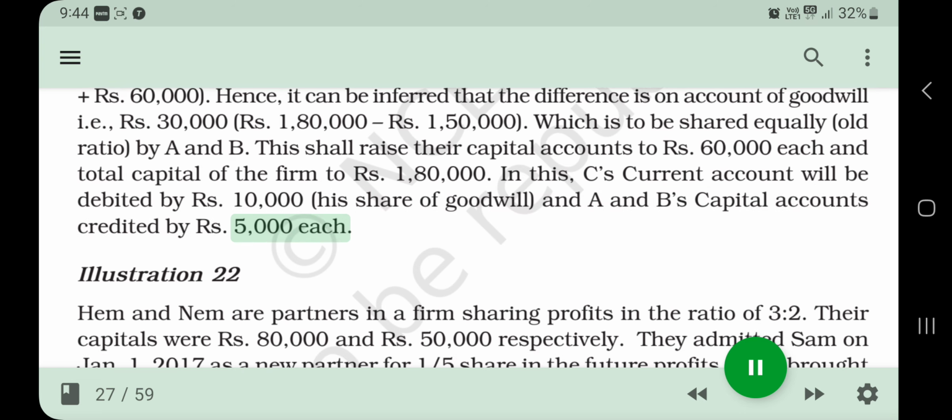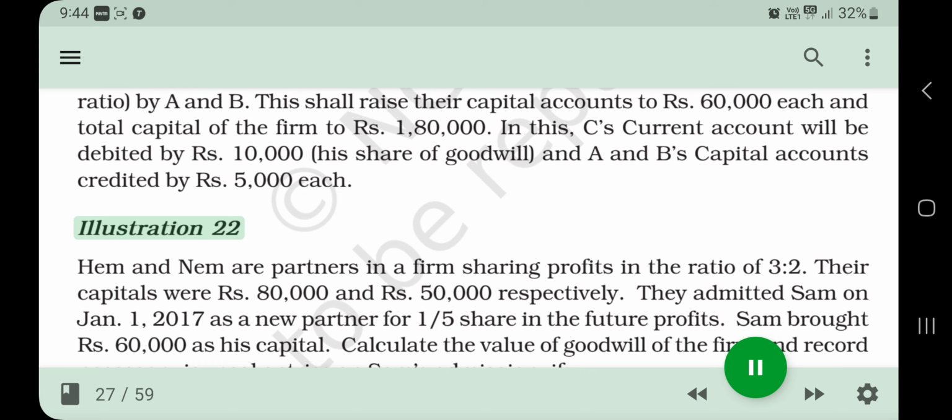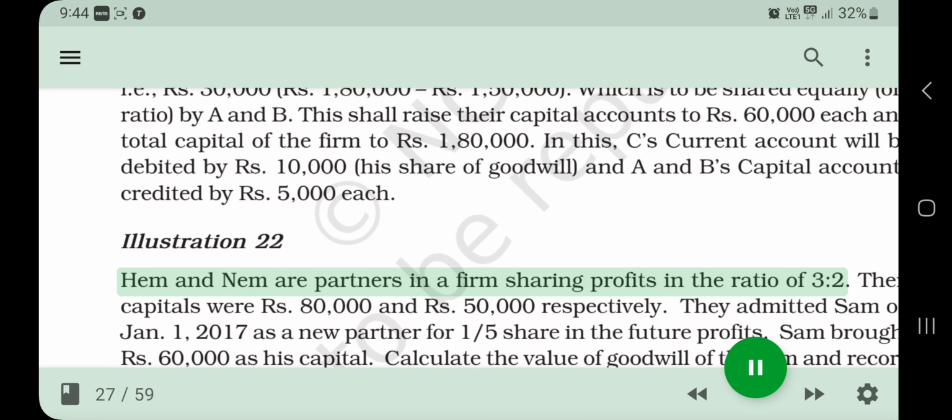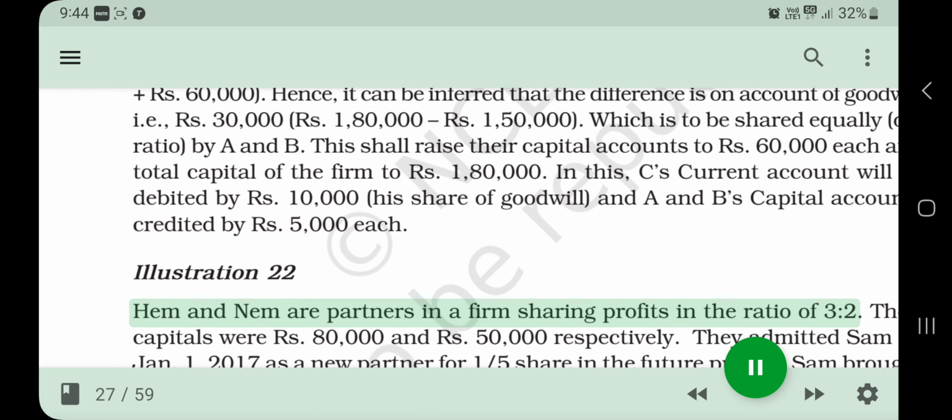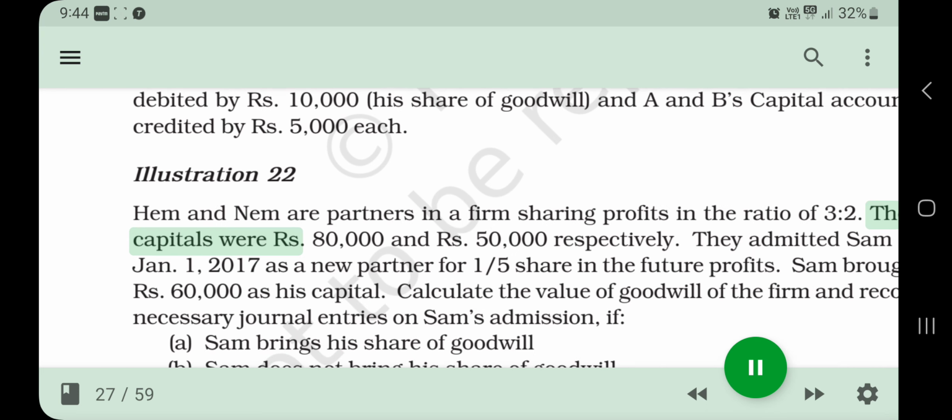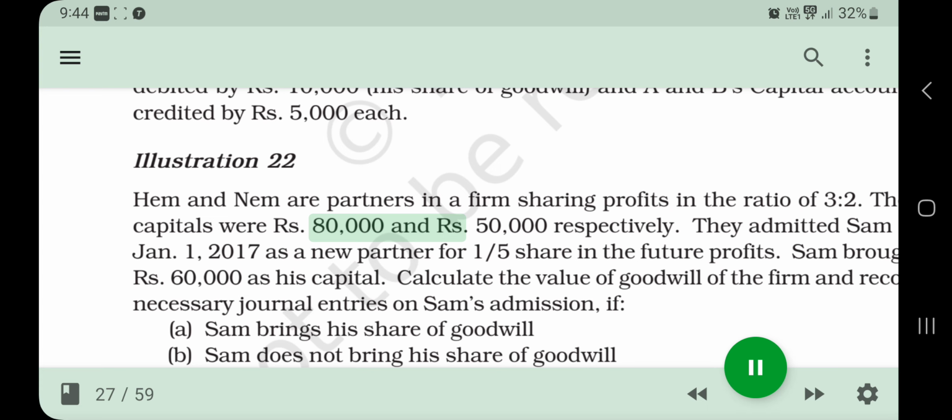Illustration 22. Haim and Nem are partners in a firm sharing profits in the ratio of 3:2. Their capitals were Rs. 80,000 and Rs.